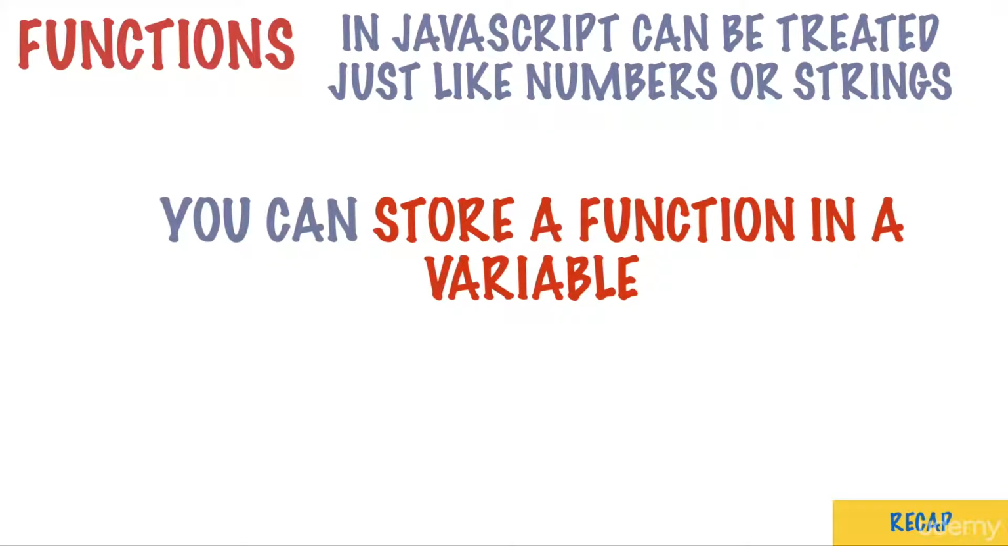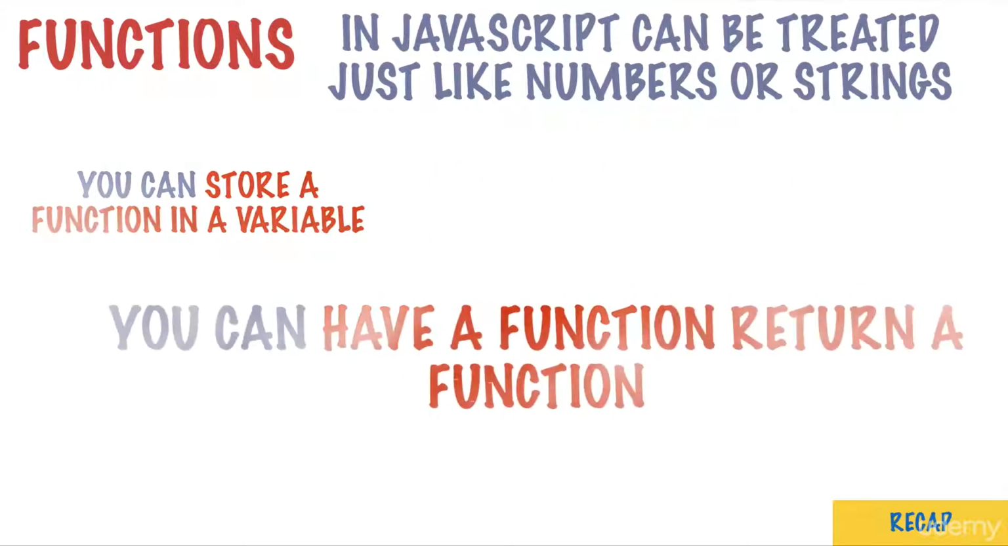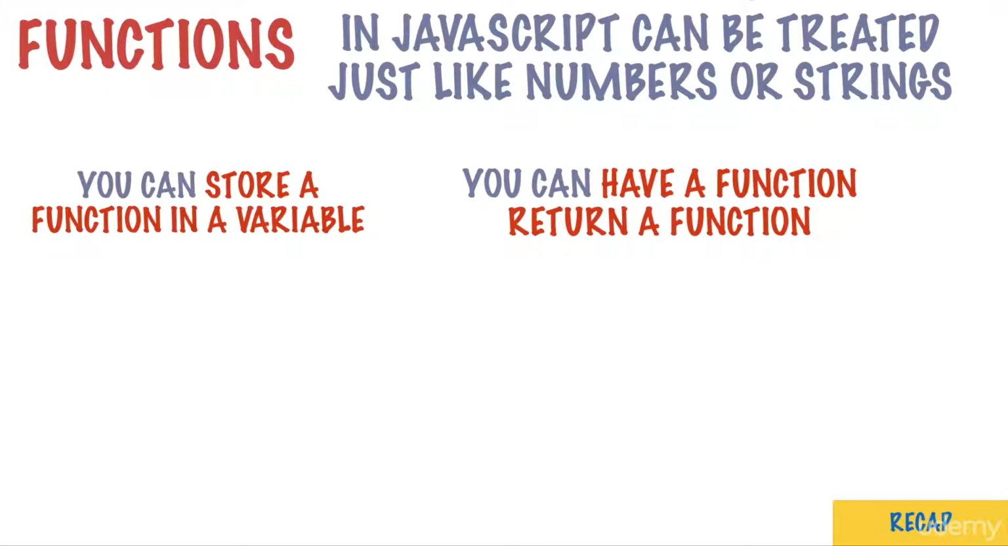Just like you can store a number or a string in a variable, you can store a function in a variable. That variable can be used to call the function once you've done this assignment. You can also have a function return a function. Once a function executes, the return value from a function can be another function. This is perfectly valid and in fact is commonly used in JavaScript. Once again, a JavaScript function is equivalent to a number or a string.